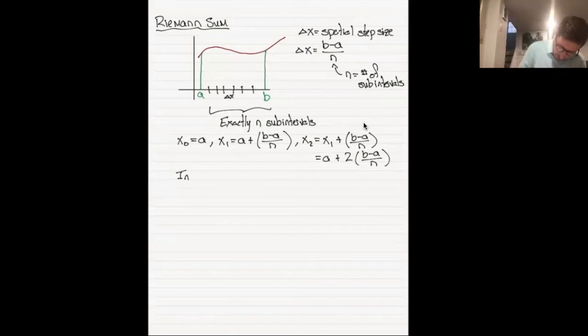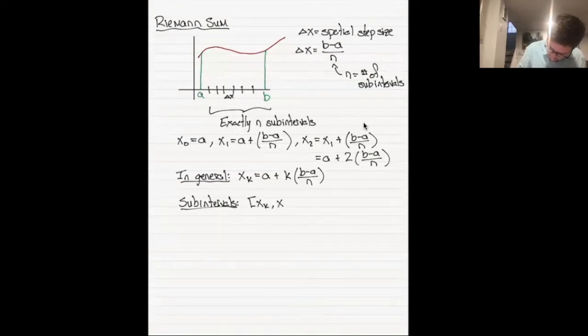And so then the subintervals become x sub k to x sub k plus 1. And now that we have the base of each of these rectangles, we have to ask ourselves, what will be the height? And again, if we want to keep this completely general, then we can pick any point inside this interval, and we can use that to define the height. So, height of rectangles.